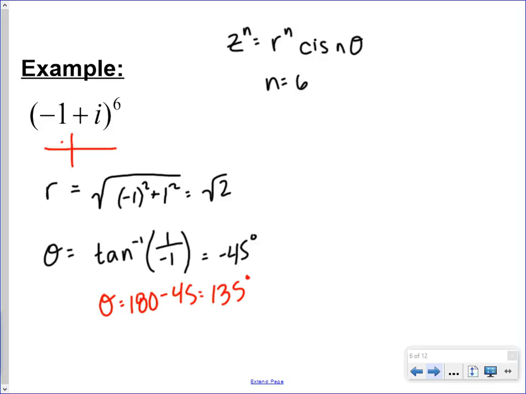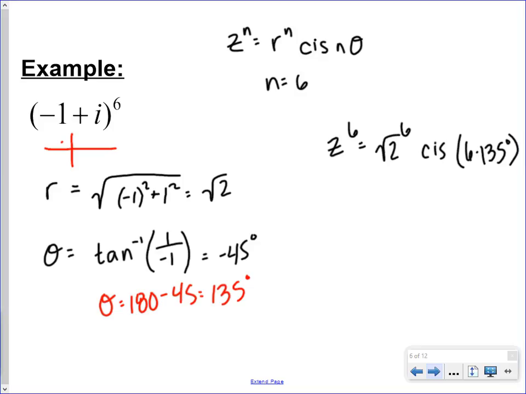So now Nick gave us n. We have r. We have theta. We're ready to plug into De Moivre's theorem. And we will get something like this. z to the 6th equals the square root of 2 to the 6th, cis, n, which is 6, times theta, which is 135. Is everybody okay with my substitutions into De Moivre's?